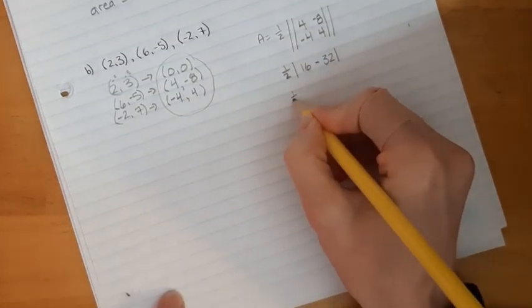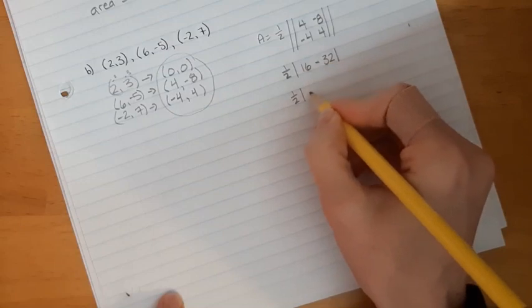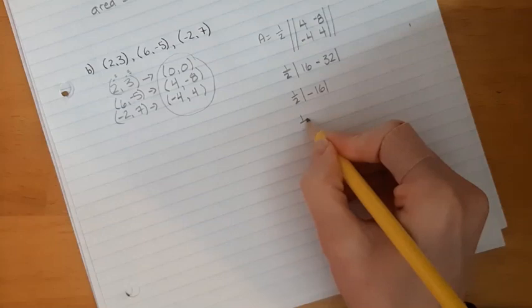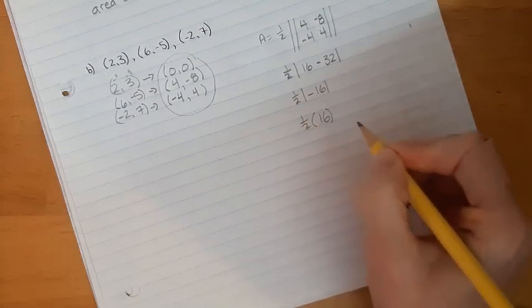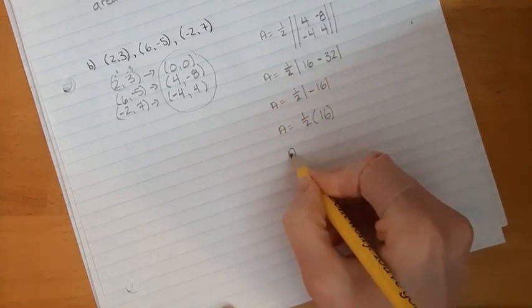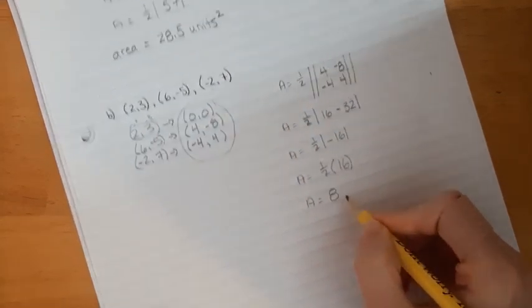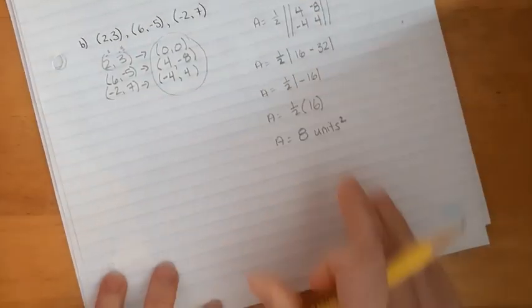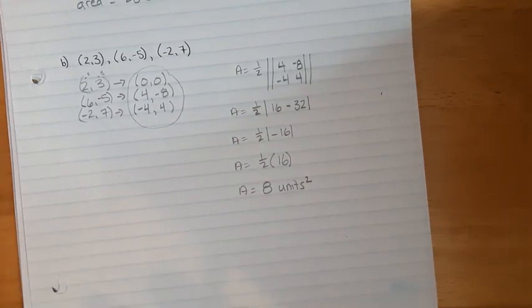So I've got 1/2 of the absolute value, 16 minus 32, that gives me -16. So now when I take the absolute value of that, I get 1/2 times +16. So my area is equal to 8 units squared. So that's one example of what you can use the determinant for. Again, we're gearing up for that simultaneous equations section in section F, but that does it for section D.